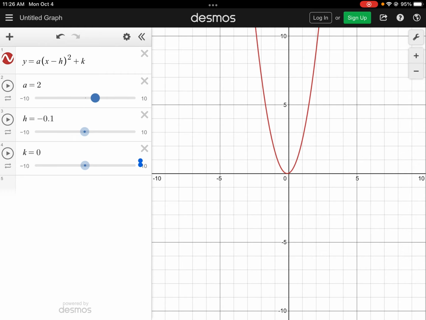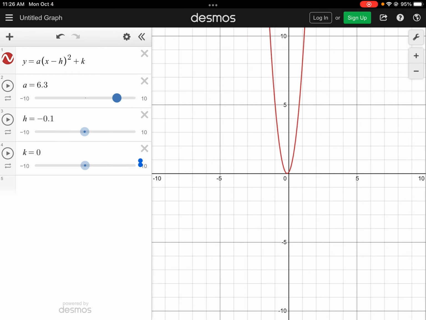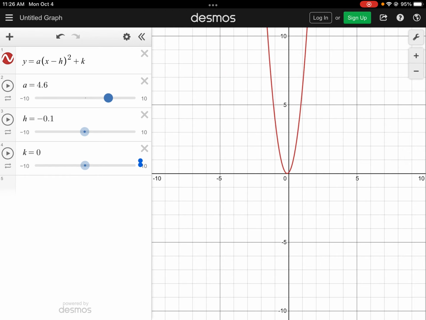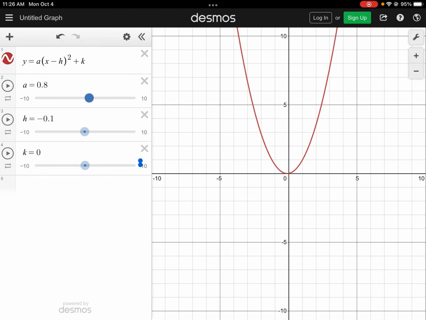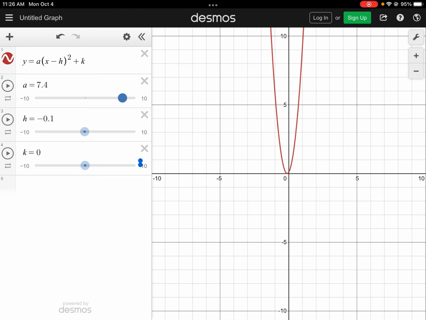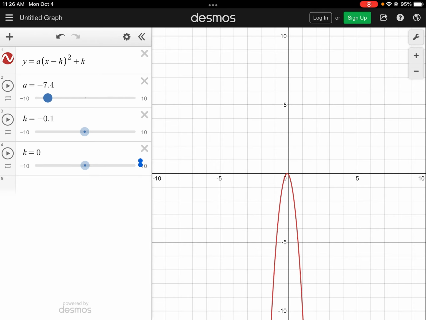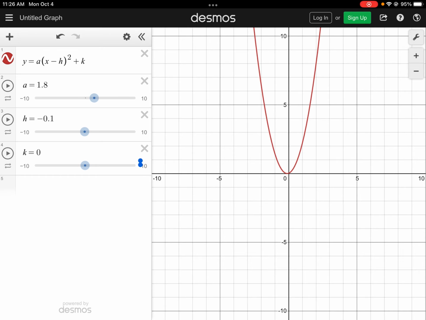Now, what does a do? Well, a really controls how thin or thick our graph is. Now, that's technically wrong wording, but that's what a controls. I'm just going to move my slider, so when a is 7, the graph is fairly thin. But now I'm going to move a to the negative. And what we maybe see is when a is negative, our graph is downward opening. And we probably knew that from before. So I'm just going to put a as 1.8.